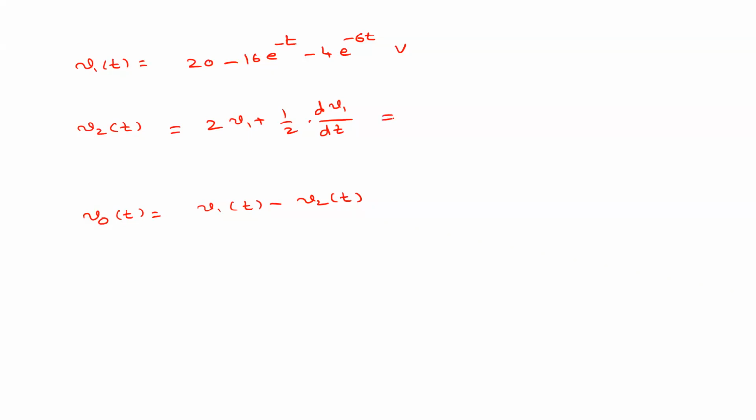So what is V2 of t? One minute, sir. 40 plus 4 into e raised to minus 6t minus 24 into e raised to minus t. This is the last one. So it will be minus 20, minus 4 and plus 2. I think this is plus 20 into e to the power of minus t and minus 20 into e to the power of minus 6t. Just check it out. Just simple things.